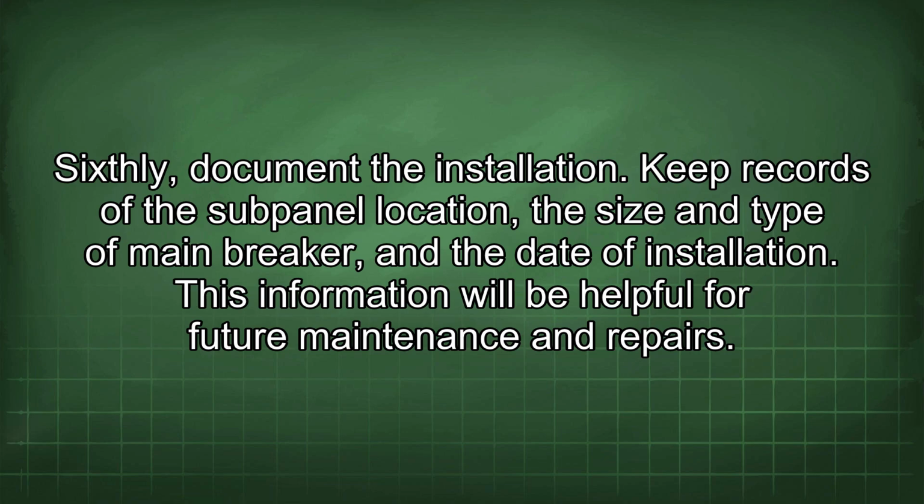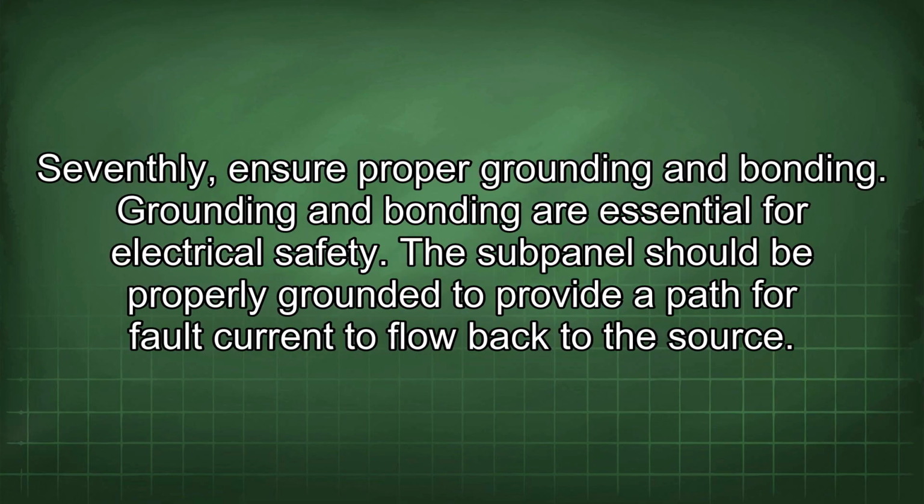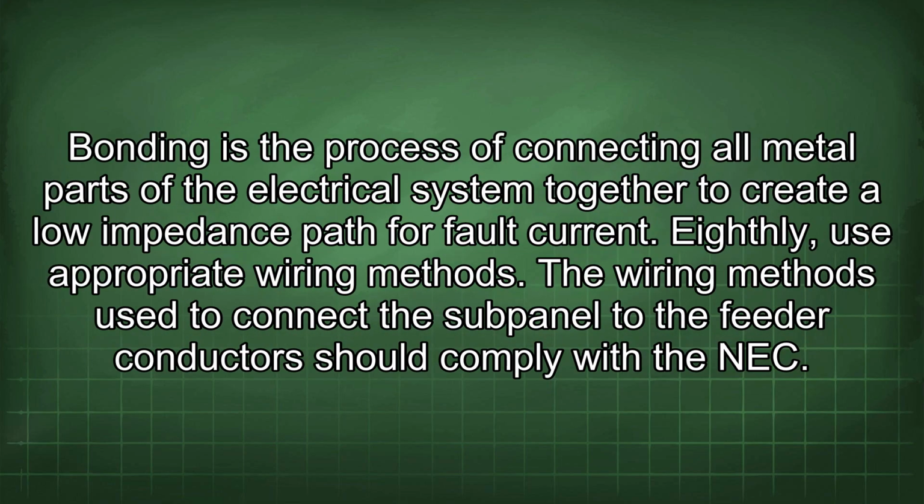Sixthly, document the installation. Keep records of the subpanel location, the size and type of main breaker, and the date of installation. This information will be helpful for future maintenance and repairs. Seventhly, ensure proper grounding and bonding. Grounding and bonding are essential for electrical safety. The subpanel should be properly grounded to provide a path for fault current to flow back to the source. Bonding is the process of connecting all metal parts of the electrical system together to create a low impedance path for fault current.